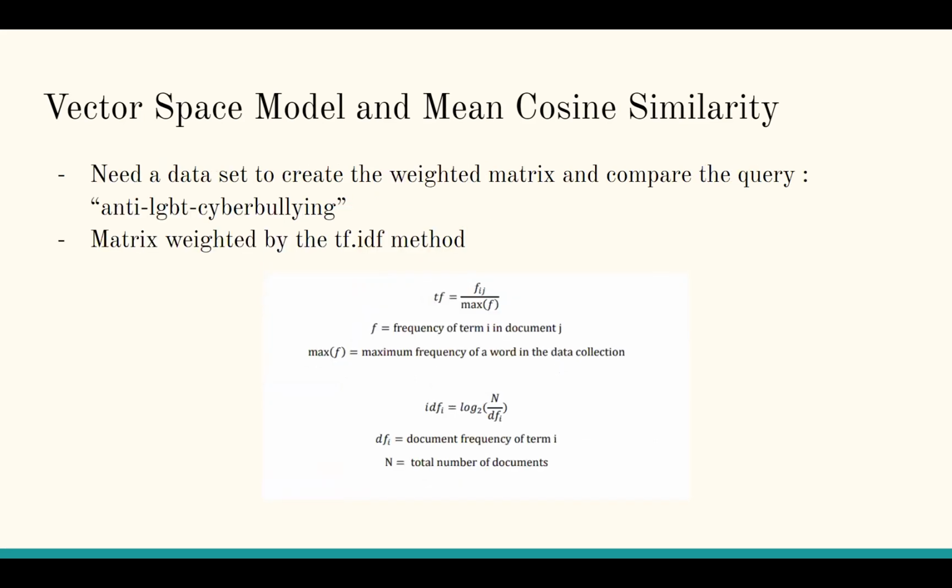First, we need to create a weighted matrix, and so we need data to create this matrix. So we use the .csv file called anti-LGBT cyberbullying. It regroups thousands of comments that are against or for the LGBTQ causes. And with that document, we created a weighted matrix using the TF-IDF method. And so we can then create a vector space model.